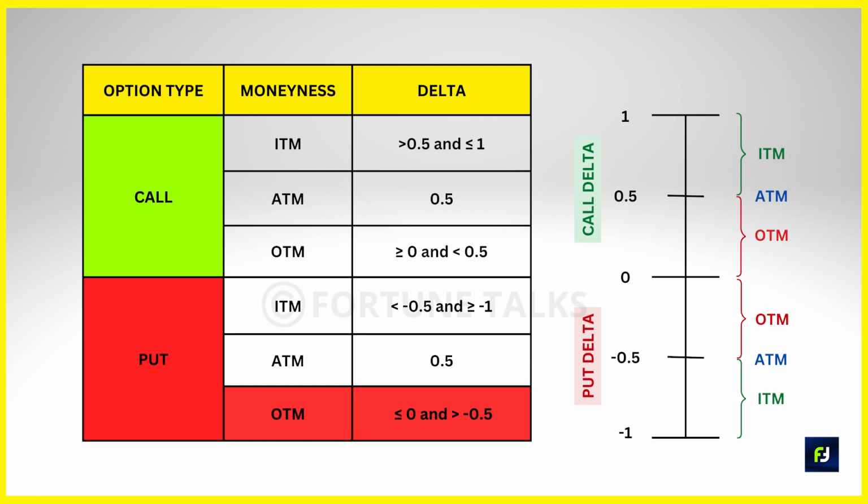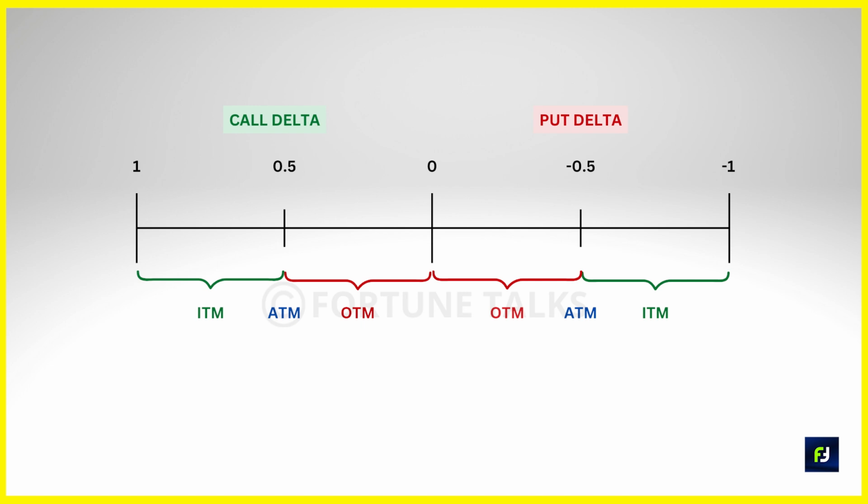In addition to this, the deeper the option is in the money, the closer the delta would be either towards 1 in case of a call option or towards minus 1 in case of a put option. Meanwhile, the deeper the option is out of the money, the closer the delta would be towards 0 for both the options. So this is what you can infer from the table as well as the chart. We can also make another inference.